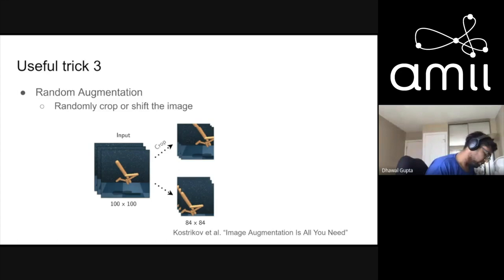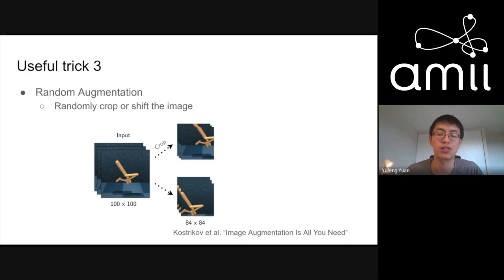So actually, to keep the size the same, I always use the 84 by 84 as an input to the network. But we will always store the image size with 100 by 100. So when I don't use the random augmentation, I will use the centered 84 by 84 patch from that, which means we don't do the cropping.